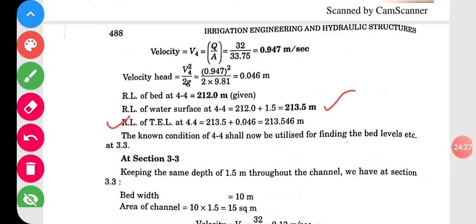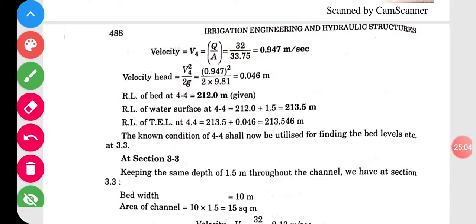We have already got the water surface at 213.5 meter. So what does total energy level mean actually? It is the RL of the water level plus the velocity head. If you add the velocity head to that, you will get it. Look here, the velocity head is added here. Do you understand? So the RL of the total energy level is equal to the RL of the water level plus the velocity head. This way you will get it, and you can understand this.